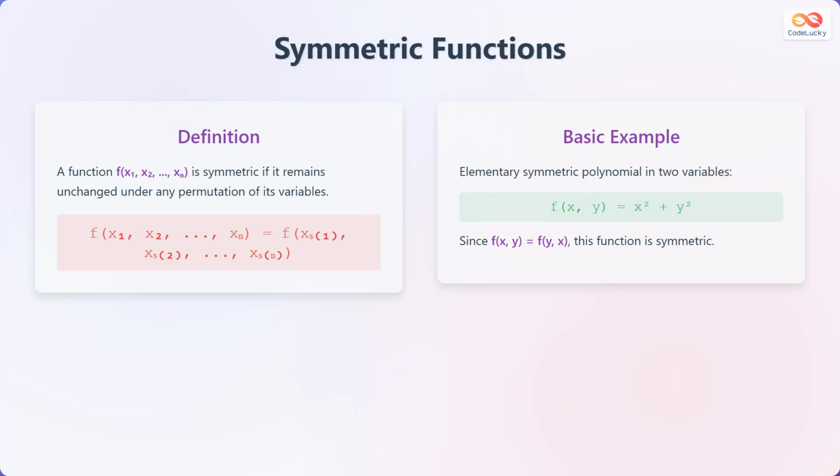Let's define symmetric functions. A function f of x1, x2, up to xn is symmetric if it remains unchanged under any permutation of its variables. That is, f of x1, x2, up to xn equals f of x sub s of 1, x sub s of 2, up to x sub s of n. A basic example is the elementary symmetric polynomial in two variables. F of x, y equals x squared plus y squared. Since f of x, y equals f of y, x, this function is symmetric.